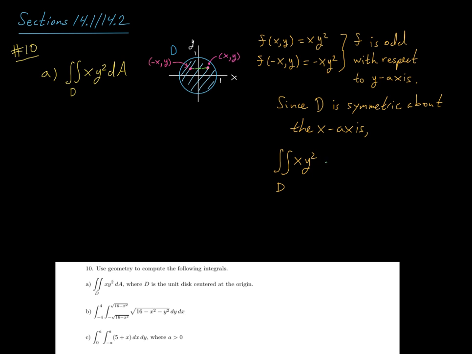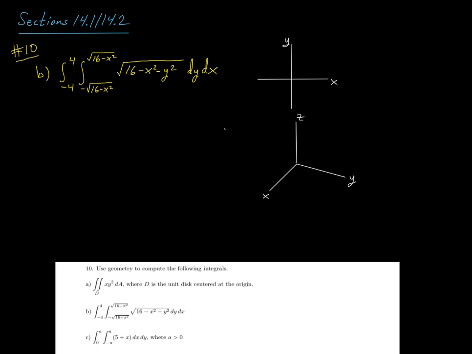This would actually be a pretty difficult calculation if we tried to do it with the iterated integral, so this obviously is a lot simpler. Nice geometric interpretation. All right, let's move on to B. This says, compute this iterated integral using geometry.